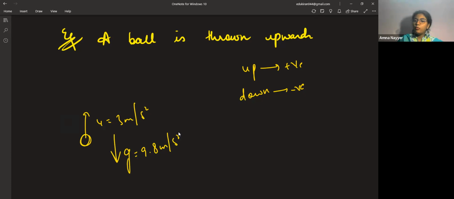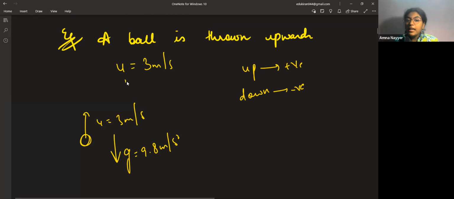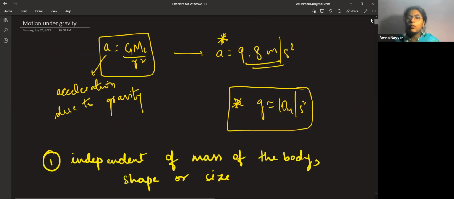So in my formula, when I put v is equal to u plus at, s is equal to ut plus half at square, my u will be 3 meter per second. And when I write the acceleration, which is g, it will be minus 9.8 in the equation. This is what you have to keep in mind. That is enough; we'll see the rest through the questions. Quickly note down this introductory part. We'll see the questions.